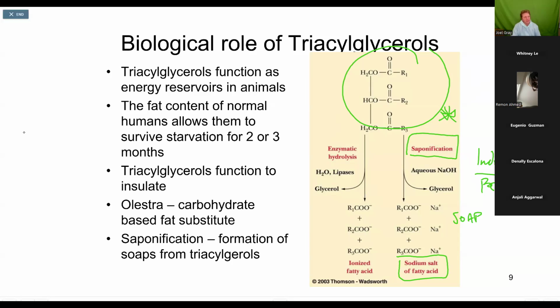Now, what your body does is it takes triacylglycerols and puts them through a process known as enzymatic hydrolysis, using enzymes known as lipases. Lipases are a class of enzymes that break triacylglycerols down, and they release a glycerol as well as your free fatty acids. So these free fatty acids get released separately through the process known as enzymatic hydrolysis.